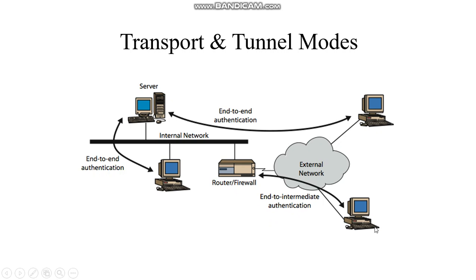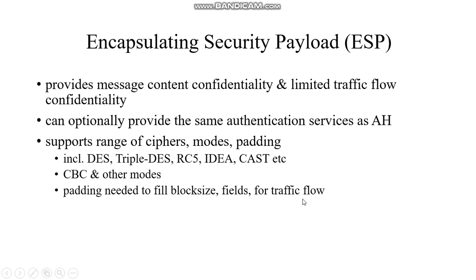And the next one is end-to-intermediate authentication. Here the remote workstation authenticates itself to the corporate firewall in order to access the internal network. It uses the tunnel mode security association. And the next one is ESP, that is encapsulating security payload. It provides the confidentiality and also the limited traffic flow confidentiality.